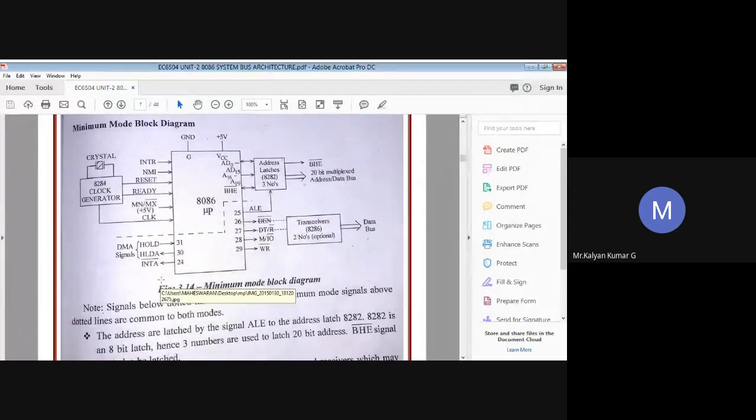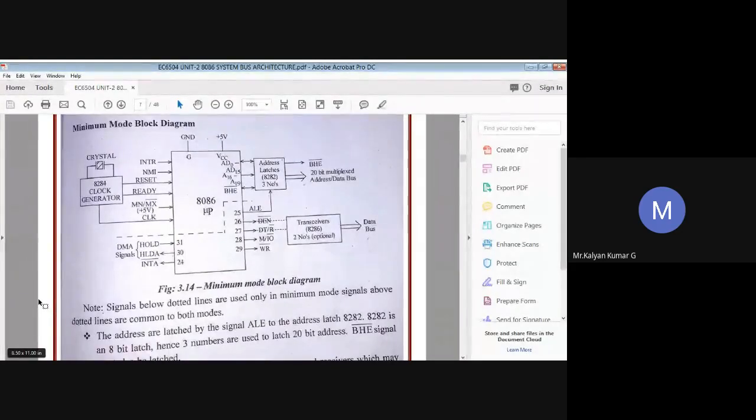Maximum mode is the opposite. Since there will be many processors, obviously they need an external device to take care of all these bus control signals. The device used for the purpose we call the Intel 8288 bus controller.